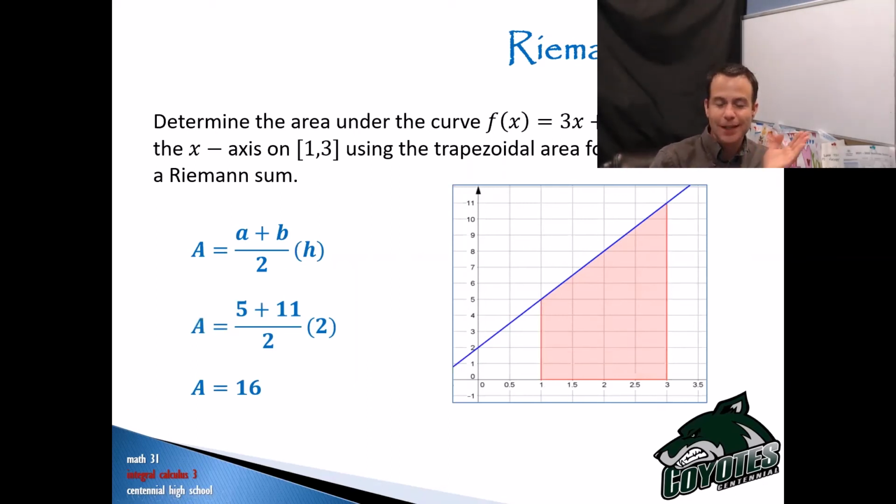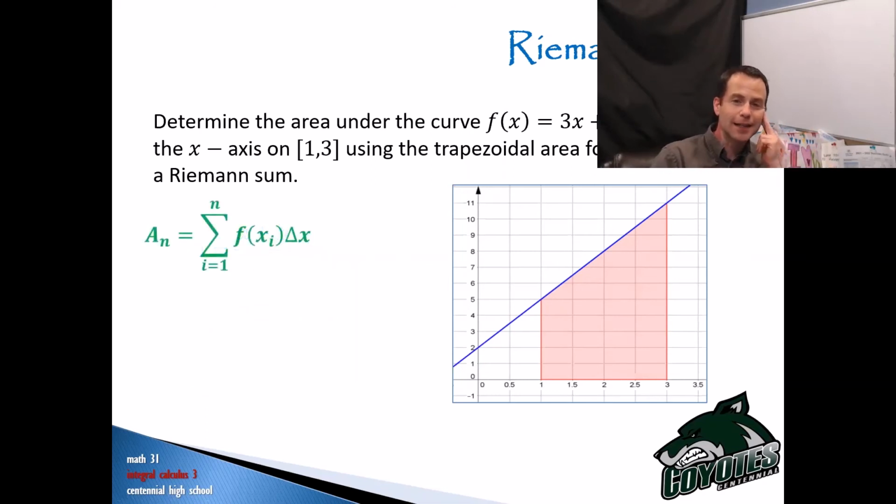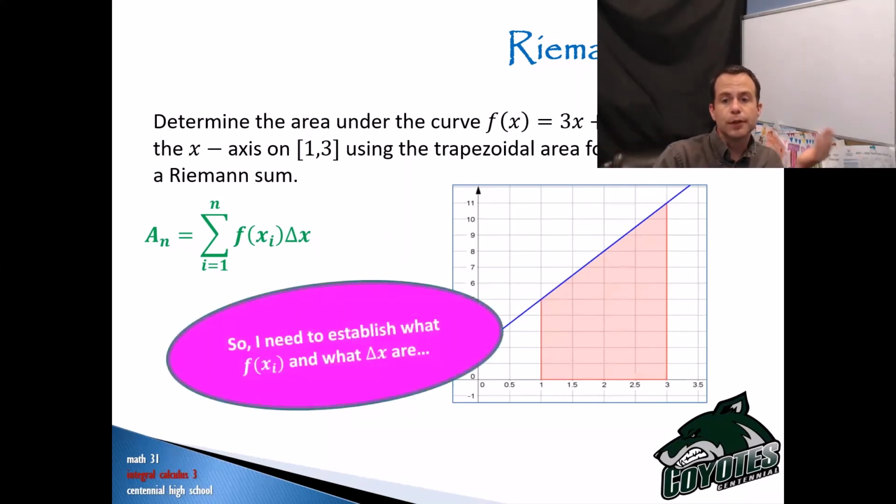Okay, so for Riemann sum, we're looking at the summation of i, where i is 1 to n, of f of x subscript i times the increment of x. So we have to figure out what f of x subscript i is, and we have to figure out what the increment of x is. So we're going to start with the increment of x, because we know that the increment of x is b minus a over n, right? Well, b is 3 and a is 1. b is just where you stop and a is where you started. So I've got 3 minus 1 over n.